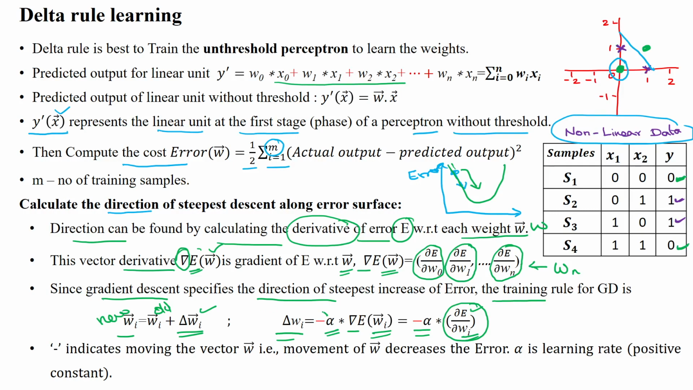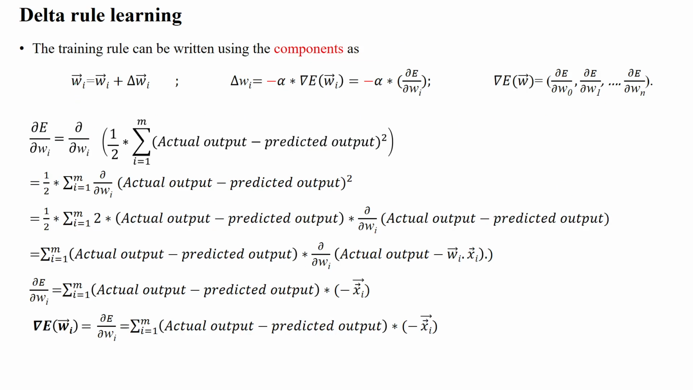So here this minus symbol is indicating the movement of the vector in the search space, which decreases the error with respect to the learning rate, which is always a positive constant. Learning rate is already discussed in the previous videos. If you want, you can check that video.